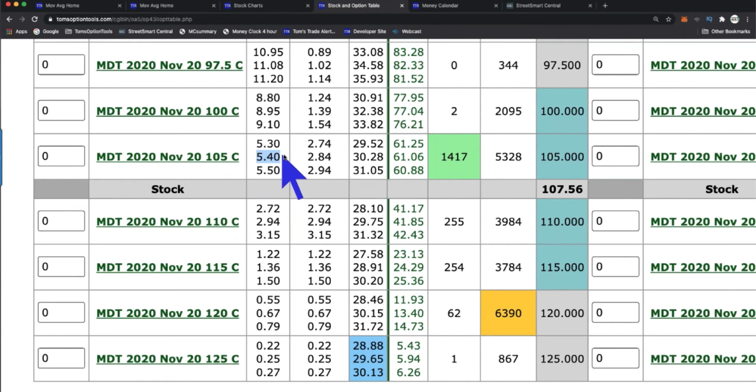You could always put this in. Let's say you want to put the 105s in, and you're saying, all right, what if they pull back to $5? I want to buy them. This is how you do it. Now, again, November 20th, 105 calls.